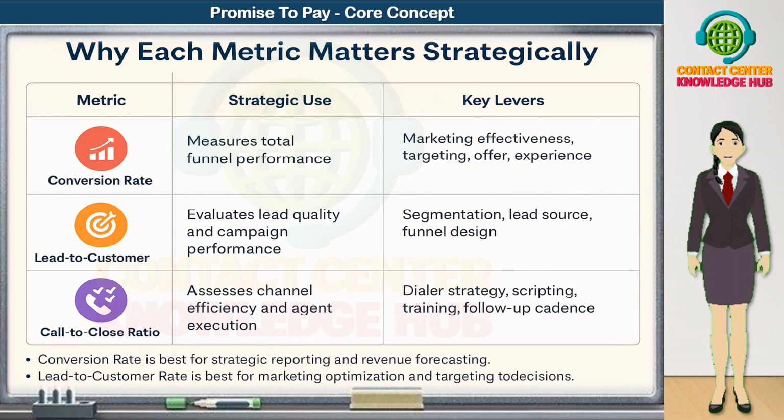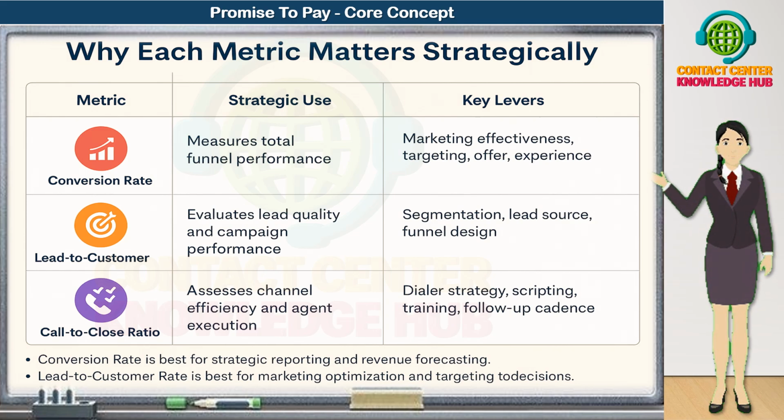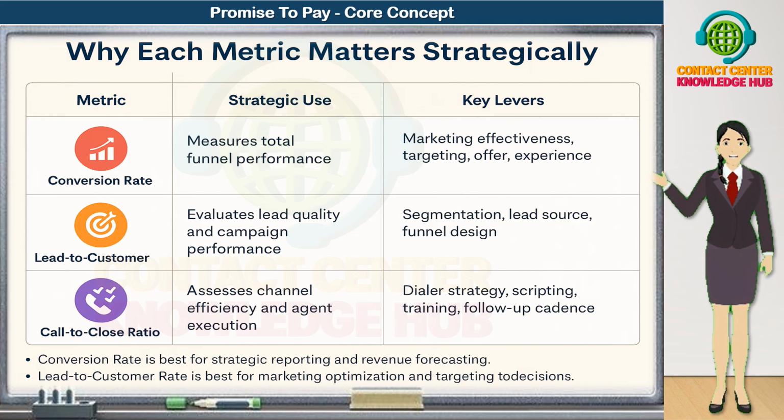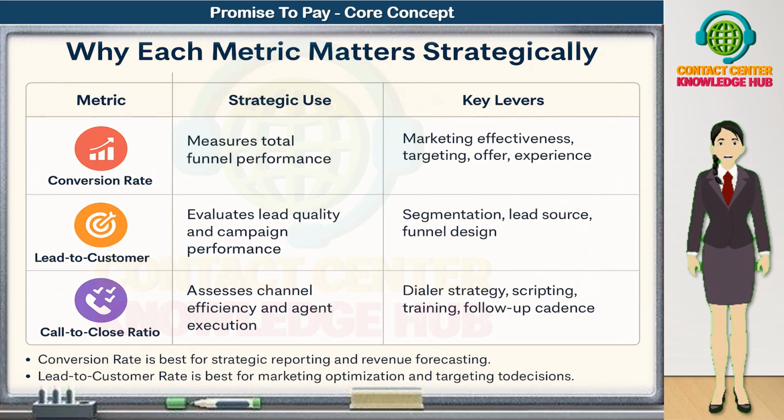Let's take this one step further and understand why each of these three metrics matters strategically. While they're connected, each one plays a different role in driving business performance and decision-making. First, conversion rate. This metric measures total funnel performance. It gives leaders a clear view of how well the overall engine, from lead to close, is performing.